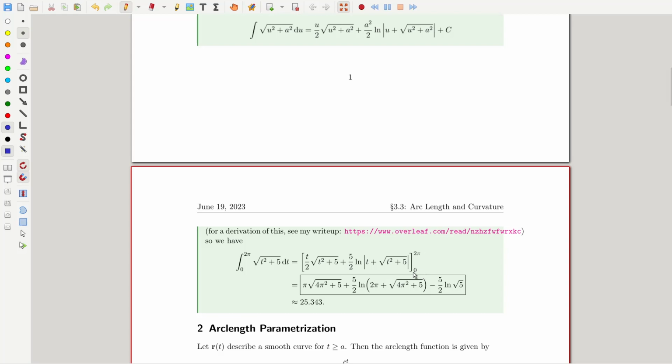Well, at 0, it's pretty nice, I think. Everything collapses except for this ln at the end. You end up just with root 5 inside the ln, which is this part.